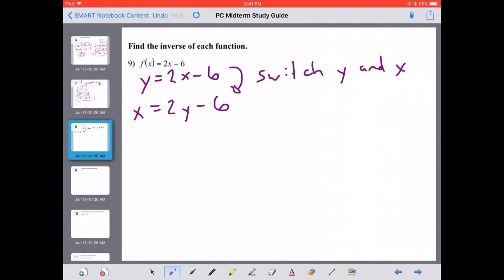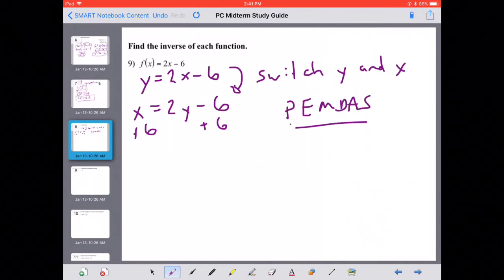So now we want to add 6 to both sides. Remember, when we're doing this we have to go the opposite order of PEMDAS. If you are somebody who gets switched around real quick, you can write down PEMDAS, arrow. We have to deal with the subtraction first. So you have x plus 6 equals 2y.